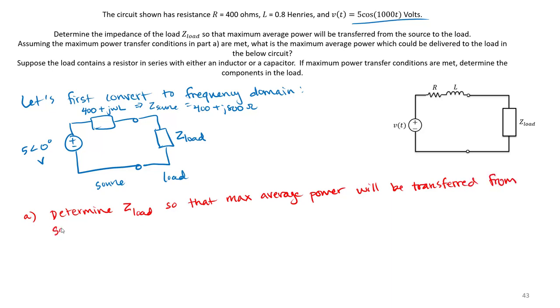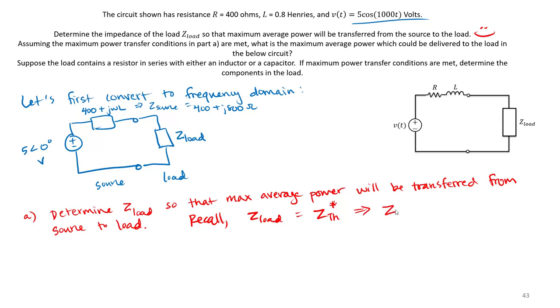From the source to the load. If you see a question like this on the homework or on an exam, you should be immediately happy, because you should immediately know what equation you need to use. Remember, for maximum power transfer, we must have our load impedance being equal to the complex conjugate of our source's Thevenin impedance.